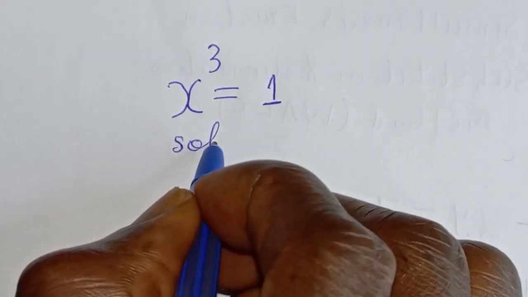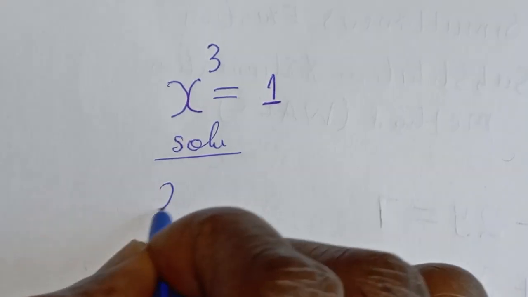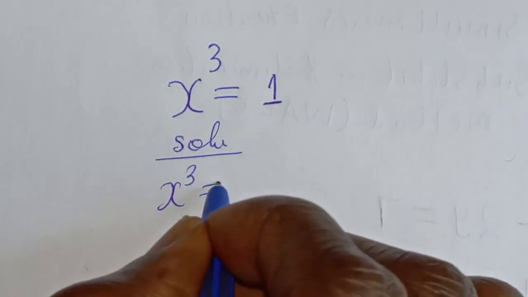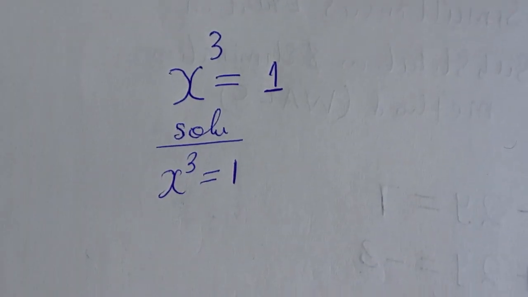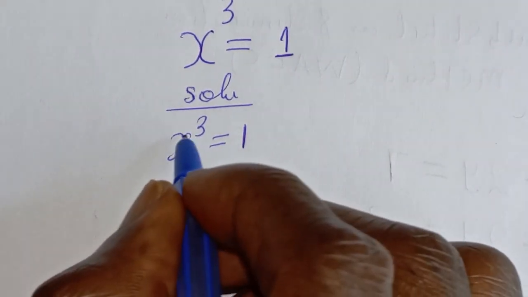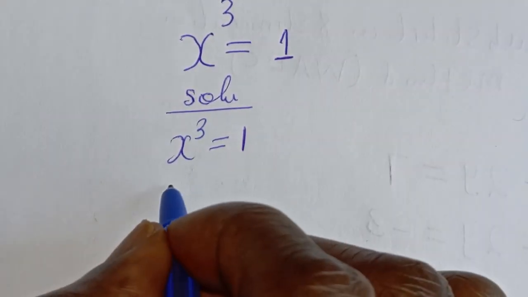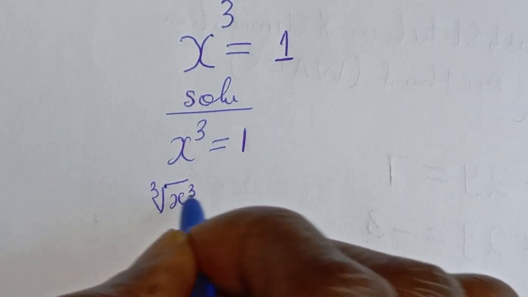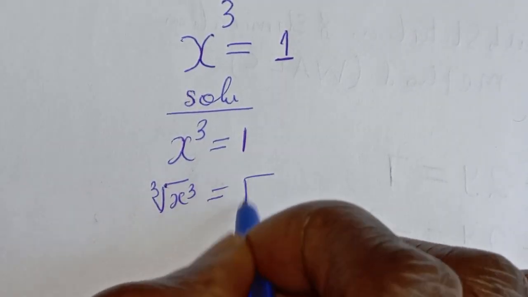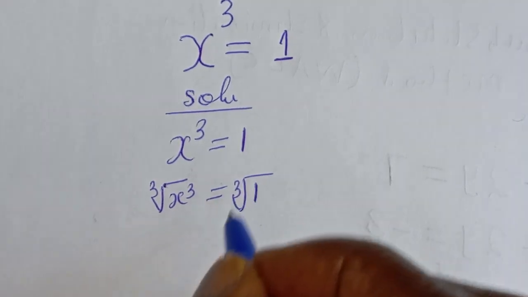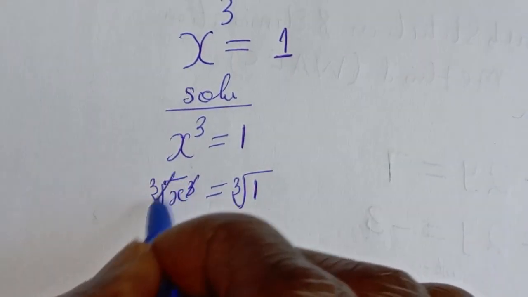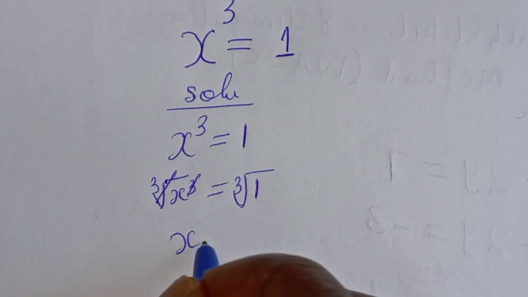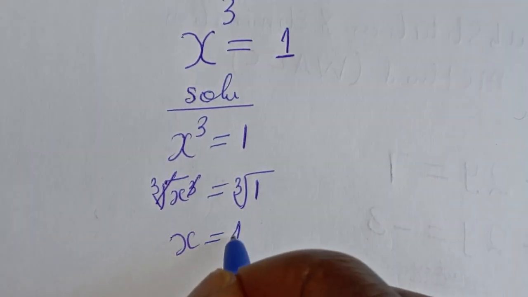Solution. S raised to power 3 is equal to 1. Let's take the cube root of both sides. Cube root of S raised to power 3 is equal to cube root of 1. This will cancel this. S is equal to cube root of 1, which is 1.